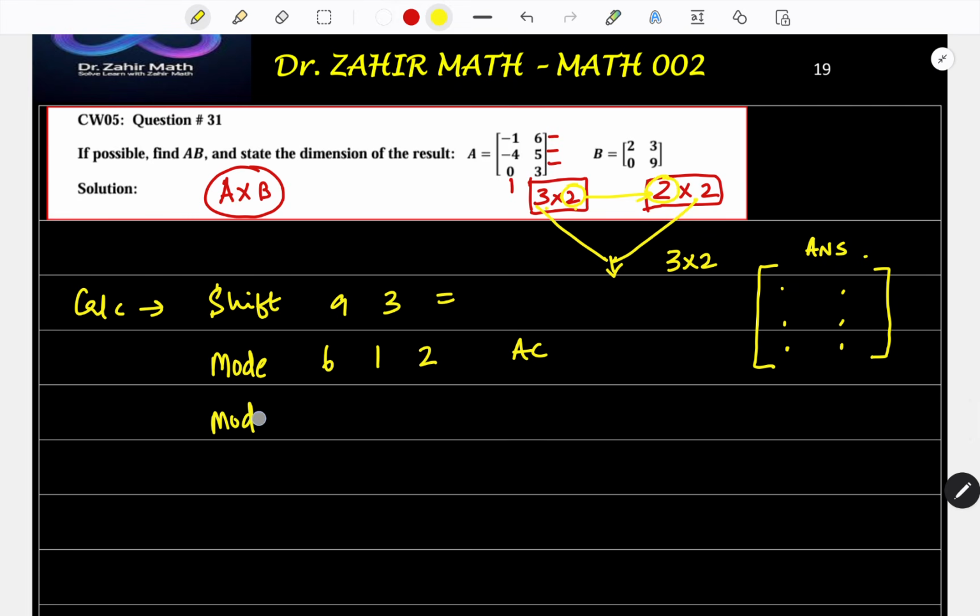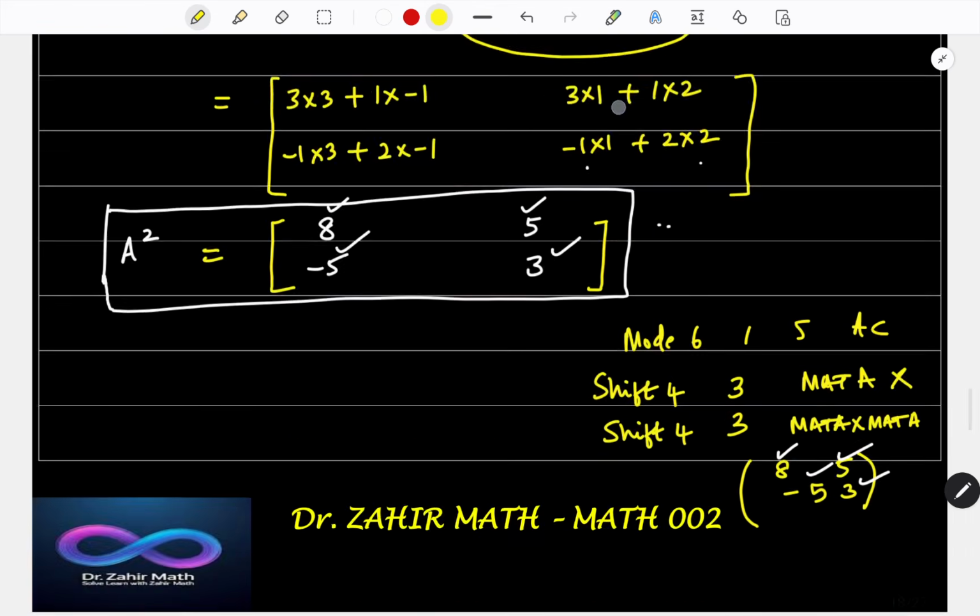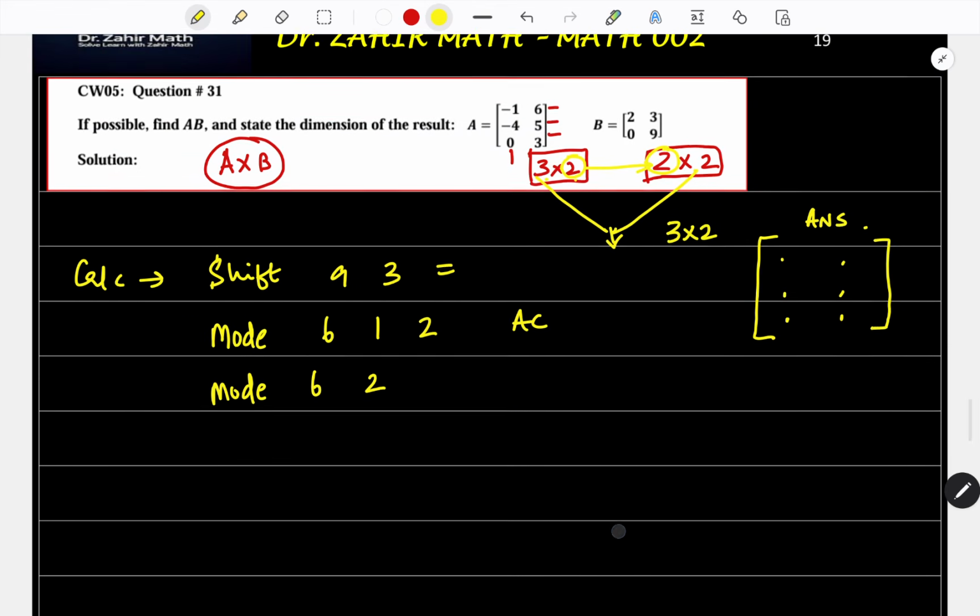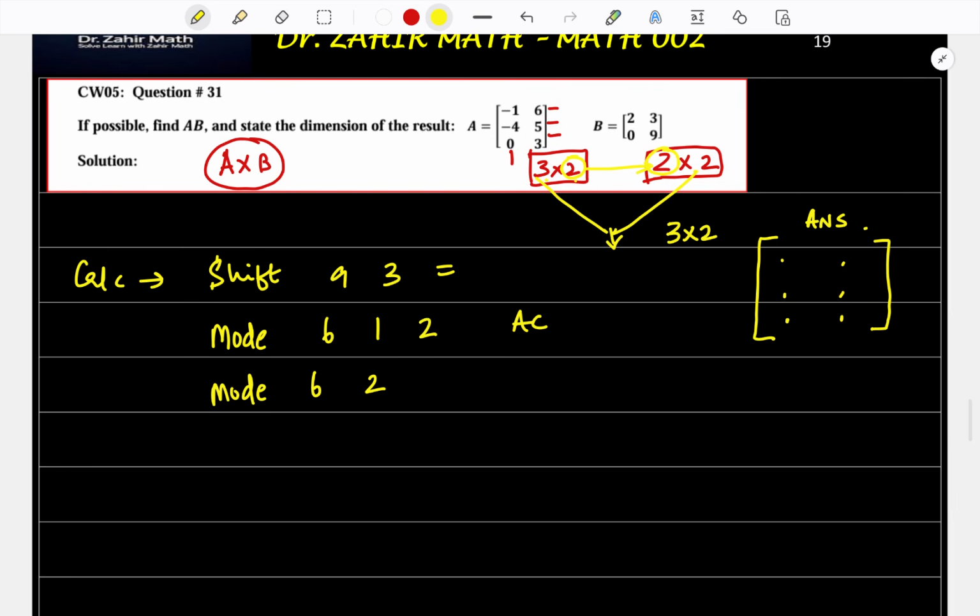Now next you press Mode 6. Okay. Mode 6. And then press number 2. That is Mat B. Which is number 2. Right. I press number 2, Mat B. And then what is the dimension here? 2 by 2. Press number 5. So when I press number 5, your matrix will open. Give the data: 2, and then 3, then 0, and then 9. Okay. Right. Press AC.